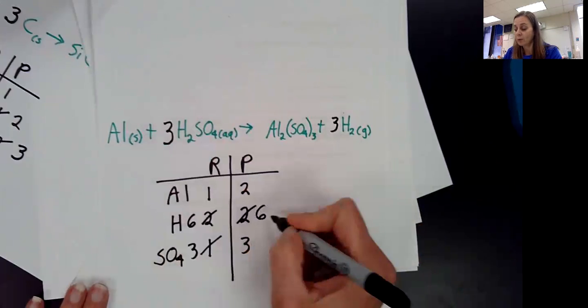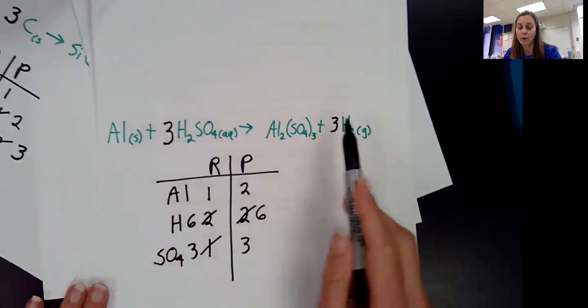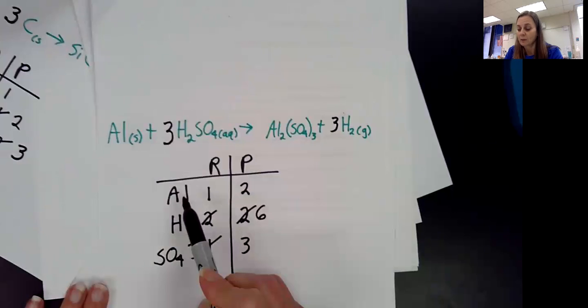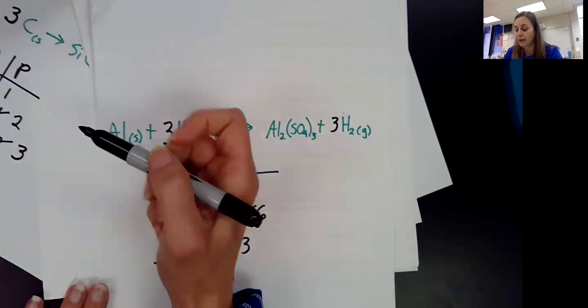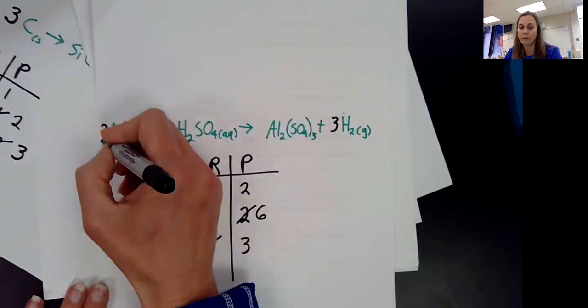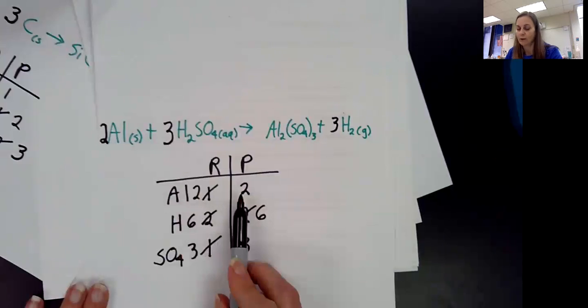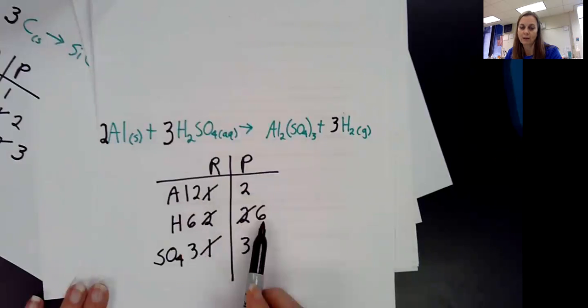And I still have one more to fix. I have 2 aluminum on the product side and only 1 aluminum on the reactant side. So I'm going to squeeze a 2 in here, and that makes this a 2. I now have 2 aluminums on each side, 6 hydrogens on each side, and 3 sulfate ions on each side.